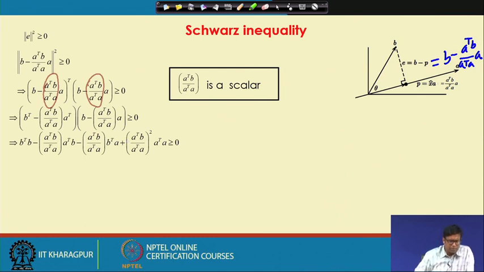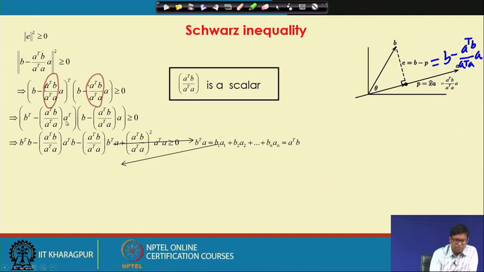And we multiply it, and we get B transpose B minus A transpose B by A transpose A into A transpose B, and then minus B transpose A into A transpose B by A transpose A, plus A transpose B whole squared by A transpose A whole squared into A transpose A, is greater than or equal to 0. And what we observe is that B transpose A is basically B1 A1 plus B2 A2 plus up to Bn An, which is the same as A transpose B. This is the dot product between two vectors.